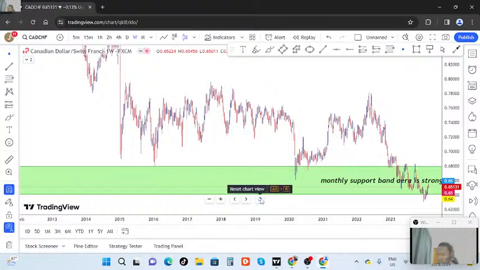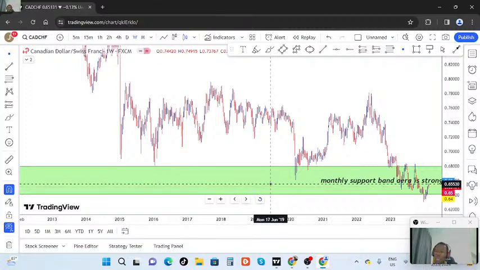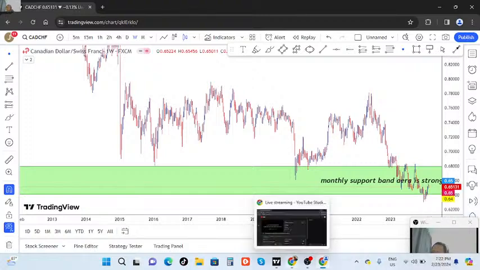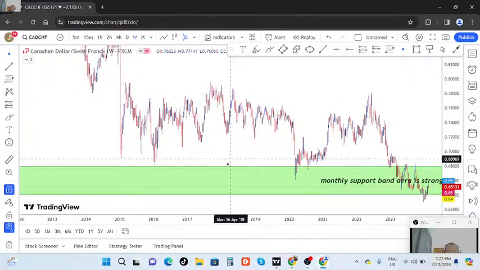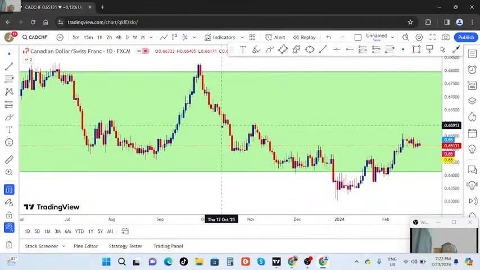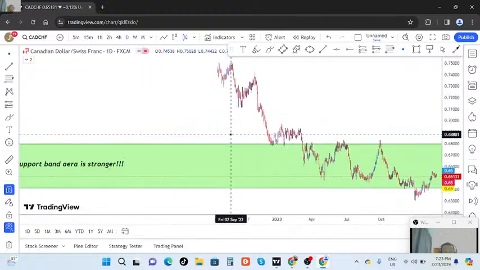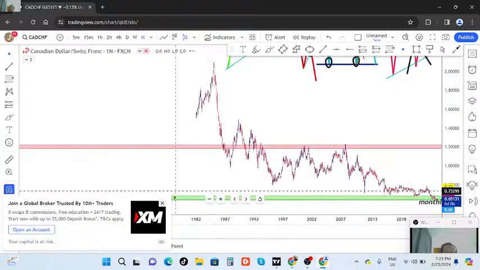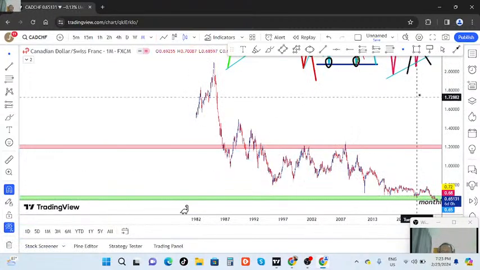It is very vital that we understand what a market structure trend is and the difference between market structure trend and short-term trend. All right, so what is the difference? Okay, let's get to that. The daily time frame, this is CAD/CHF. We're just going to use it to make the example.